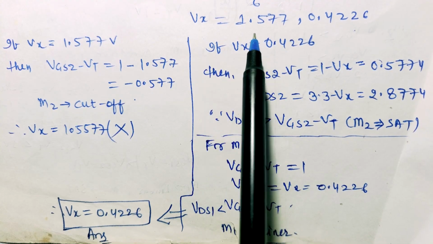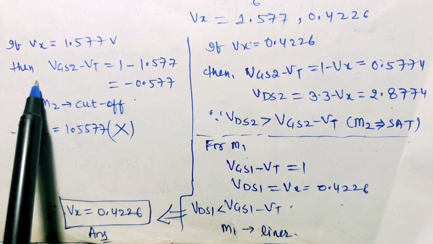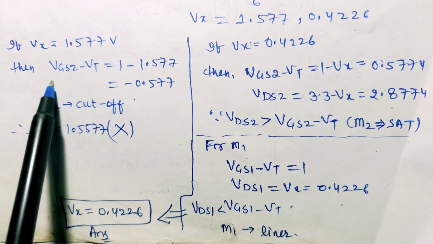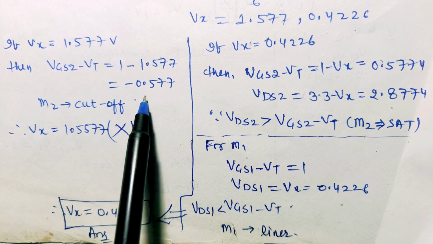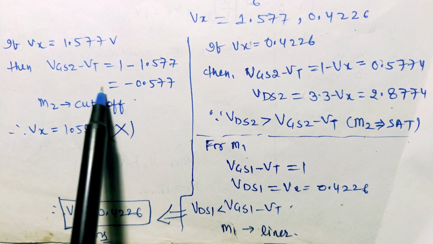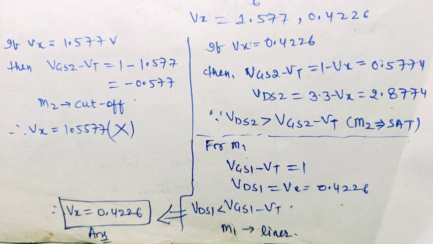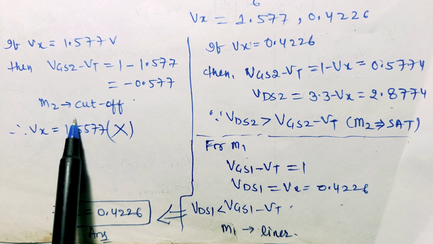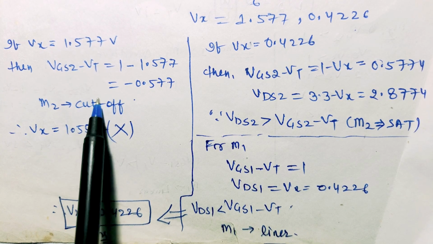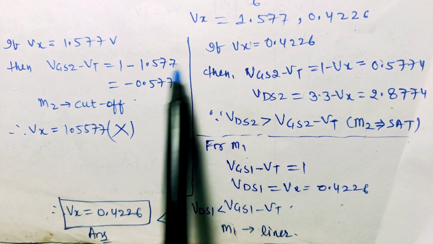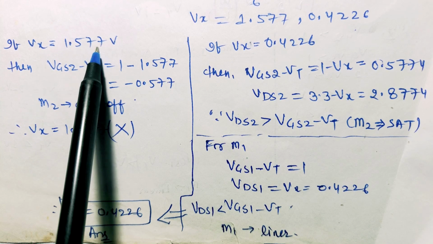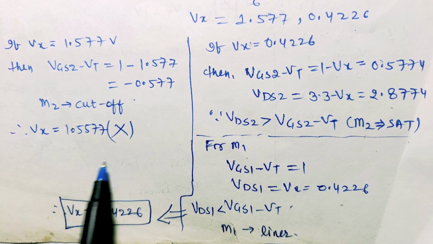If we choose Vx equal to 1.577, then the overdrive voltage of transistor 2 is less than 0. That indicates that M2 should be in the cutoff region. But we have seen that M2 is in the saturation region. So this value of Vx, 1.577 volt, will not be applicable here.